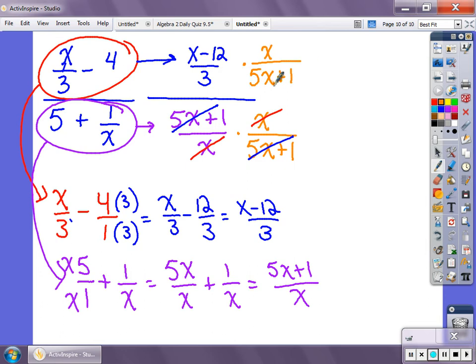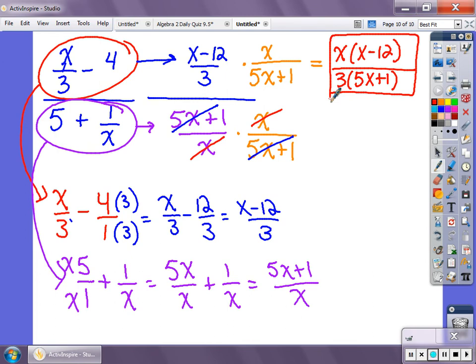Look to see if anything reduces. In this case, this and this are not the same. x and 3 are not the same. So when you write your answer, just write the x first, then the x minus 12 over 3 and the 5x plus 1. And you're done.